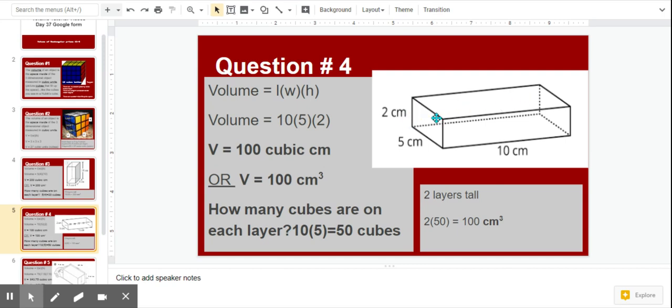It's flatter and longer this time than the last question that we had. That 2 is the height, so I put that in for H. Now I'm going to multiply. 10 times 5 is 50. 50 times 2 is 100. So the volume is 100 cubic centimeters, or we could write that the volume equals 100 centimeters cubed.